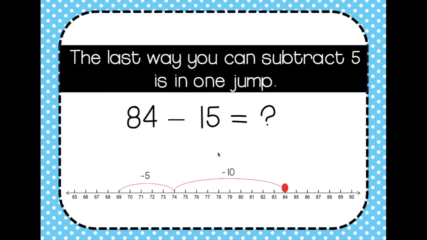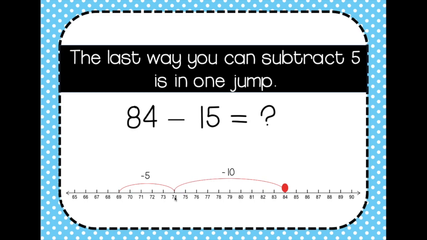So the third way, the last way that you can subtract the 5, is in one big jump. For some people, it's really hard to pass the nearest 10. For other people, it's not. So you do what's comfortable for you.